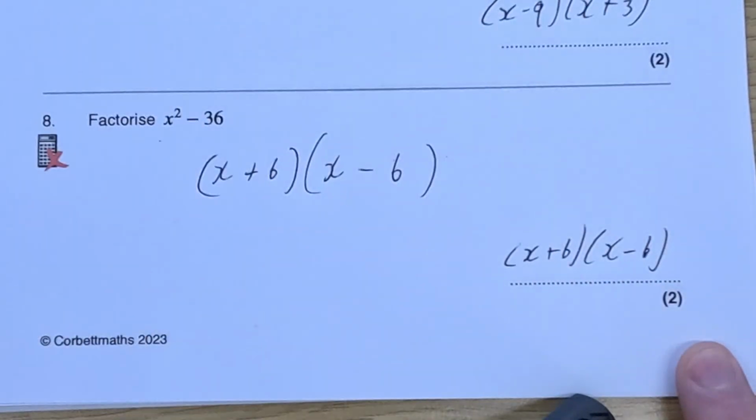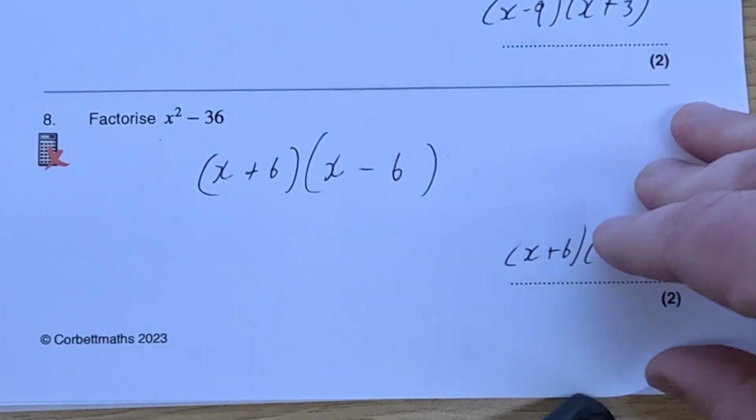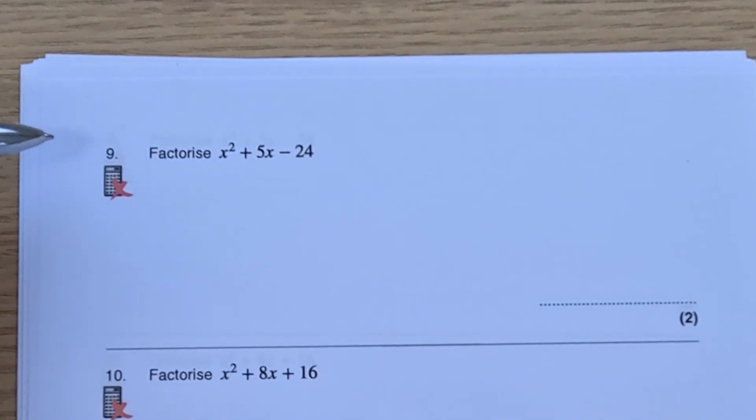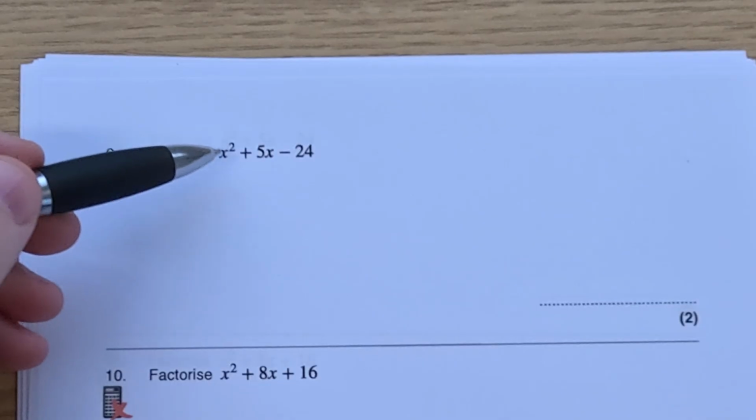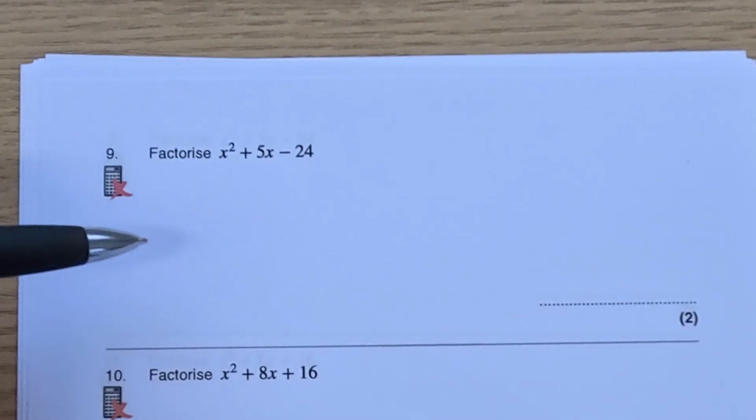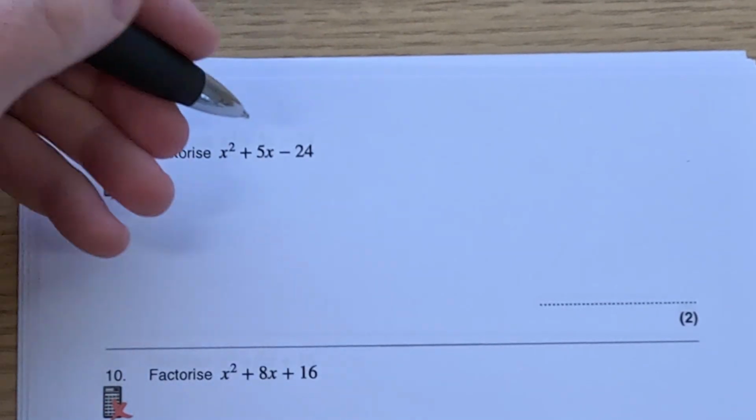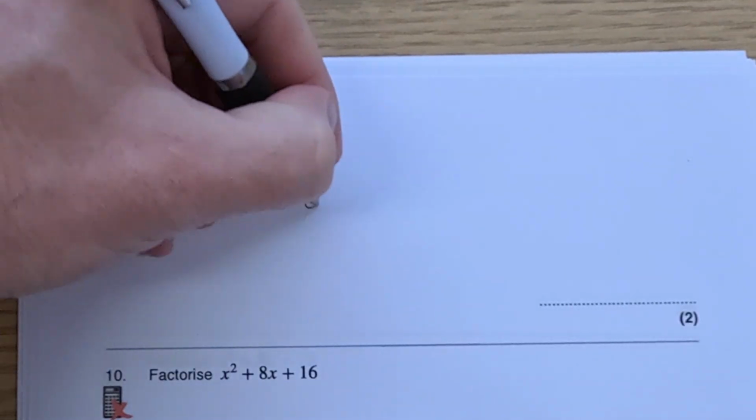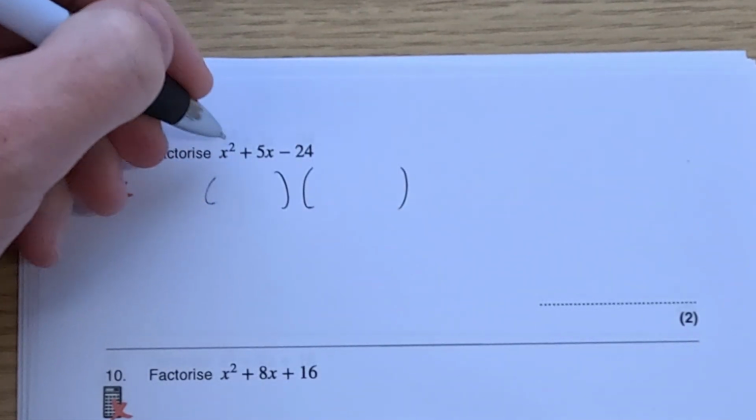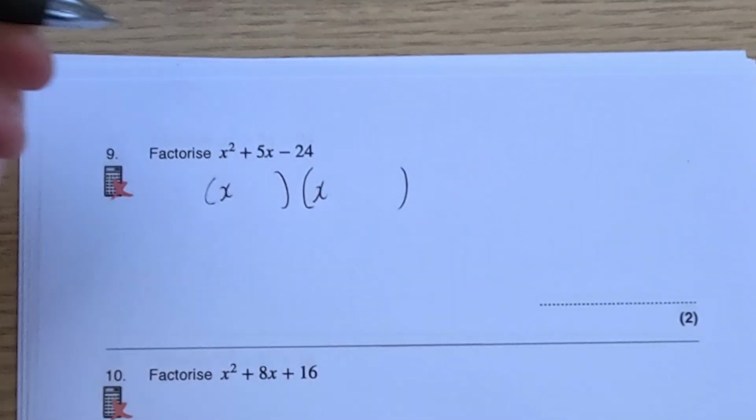And that's it. Okay, let's look at our next question, question number 9. So question number 9, we've been asked to factorise x squared plus 5x minus 24. So it's a quadratic and we've been asked to factorise it. So let's put our brackets down, bracket, bracket, bracket, bracket. And because it's an x squared at the front, we're going to put x's at the front of both brackets.